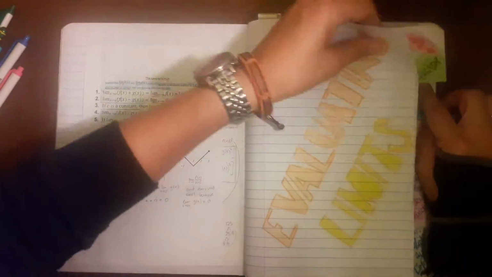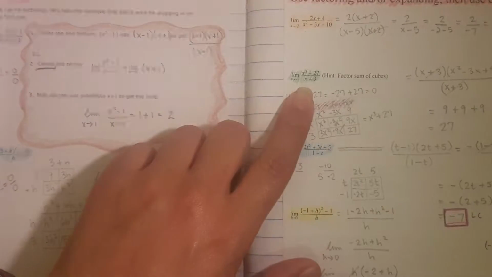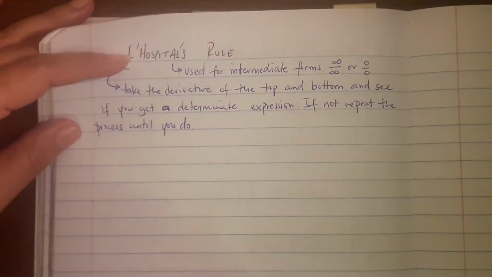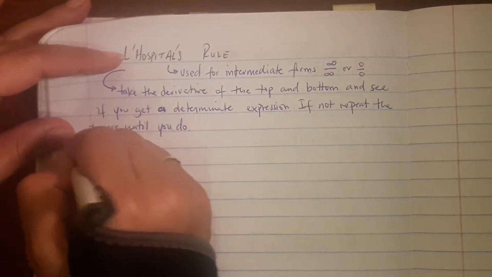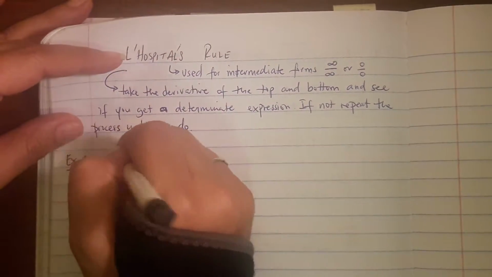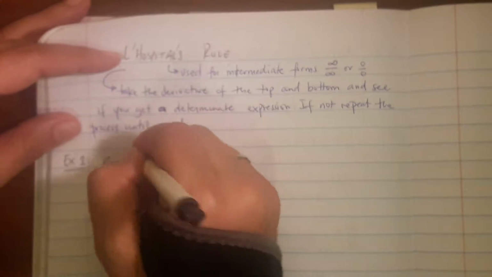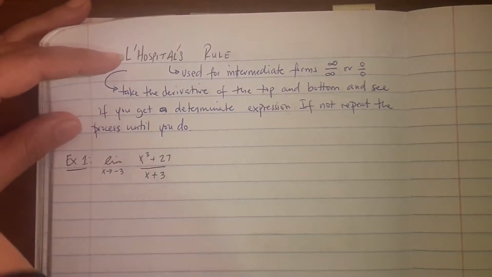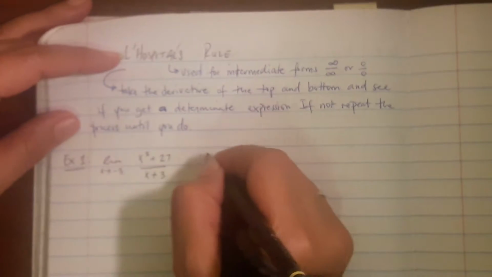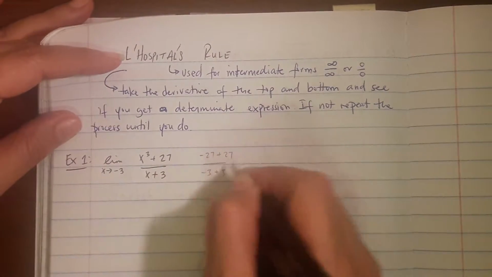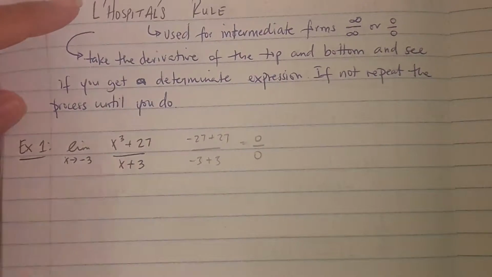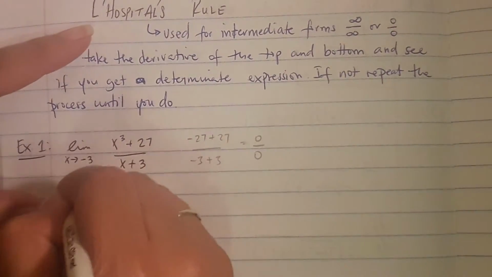So what we're going to do is take examples of things we've already done. I'm going to take one of each and do it using L'Hopital's rule. Alright, so the limit as x goes to negative 3 of x cubed plus 27 over x plus 3. So this is the factoring one. Plugging in negative 3, you're going to get negative 27 plus 27 over negative 3 plus 3, which is 0 over 0. So it's indeterminate. So all it says is take the derivative of the top and bottom.